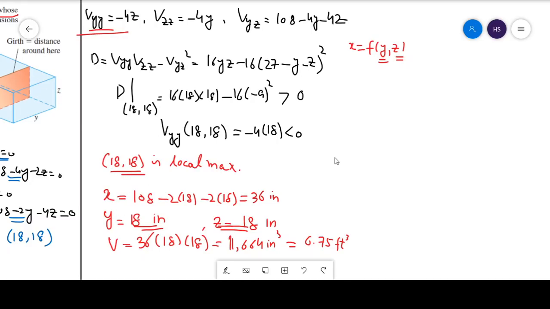So plug it back into our constraint, you will get x is 36. So that means our acceptable dimensions are y equal to 18 inches, z equal to 18 inches, and x equal to 36 inches. And the corresponding volume, you just multiply all these three, and then you will get the maximum possible volume. So I think this is all.